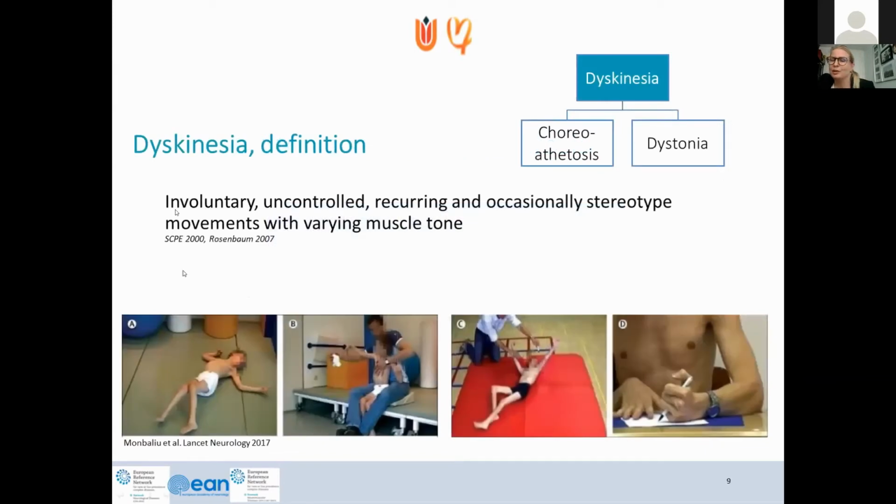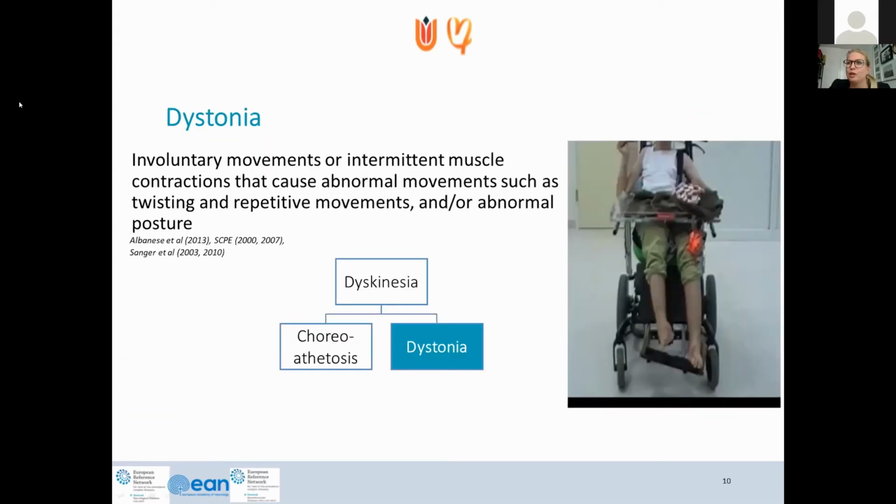A couple of definitions, because I know that in the world of neurology, definitions sometimes vary. So this is what I'll be using for my presentation today. Dyskinesia in cerebral palsy is defined as involuntary, uncontrolled, recurring and stereotyped movements with varying muscle tone. As I said, it can be further divided into dystonia and choreoathetosis. Dystonia is defined as involuntary movements or intermittent muscle contractions that cause abnormal movements, such as twisting or repetitive movements, or abnormal posture. You can see it in this patient in many body parts.